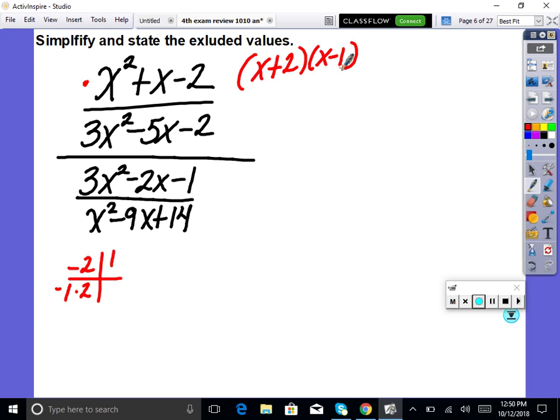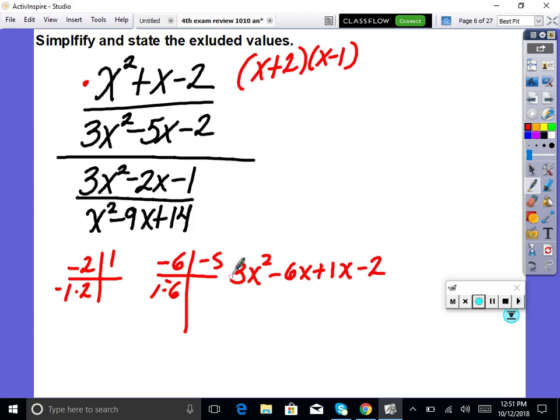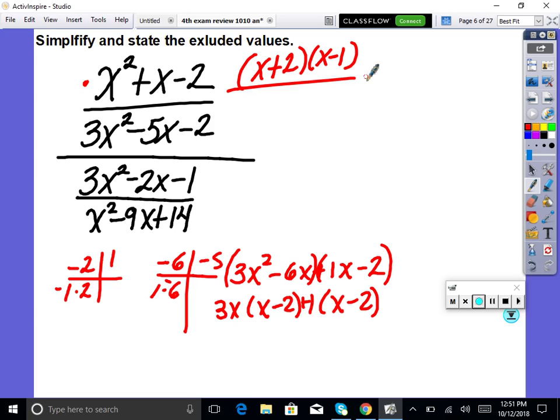Now factoring this is going to take long factoring. What multiplies to be -6 and adds up to be negative 5? 1 times 6, negative 6. Long factoring: 3x squared minus 6x plus 1x, and then it looks like minus 2. Factoring by grouping, pulling out a 3x, left is x minus 2. Pulling out a 1, left is x minus 2. That's a plus 1. So we now have x minus 2 here, and a 3x plus 1.